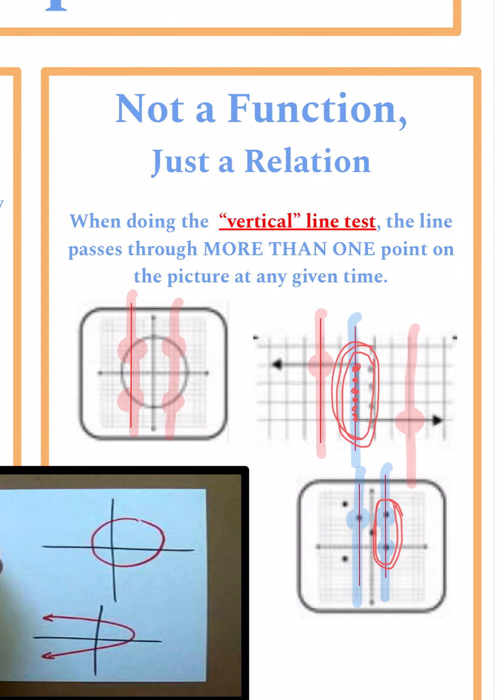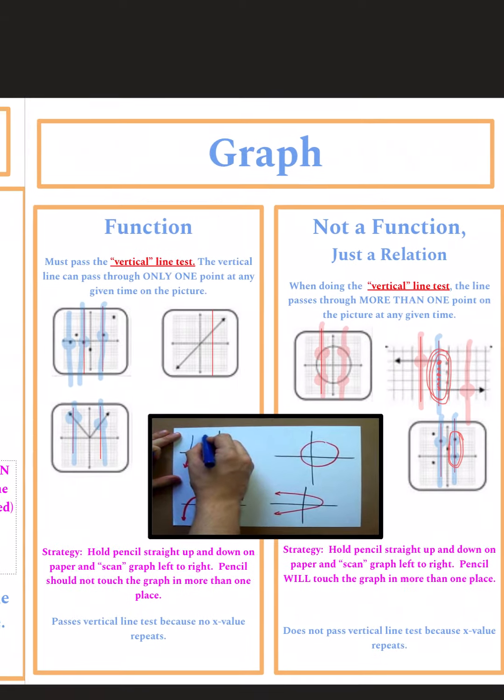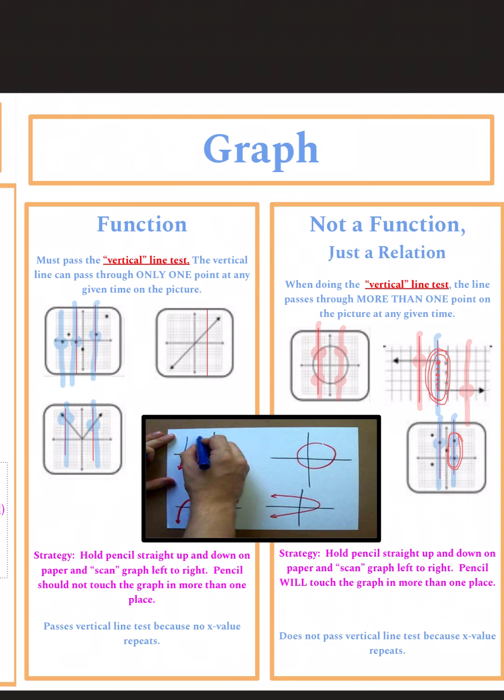So on your graphs, you do the vertical line test. When it passes through only one time, it's a function. When it passes through the picture more than one time, it is not a function.